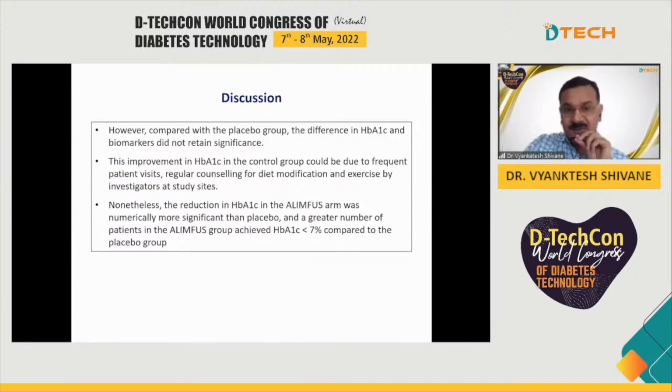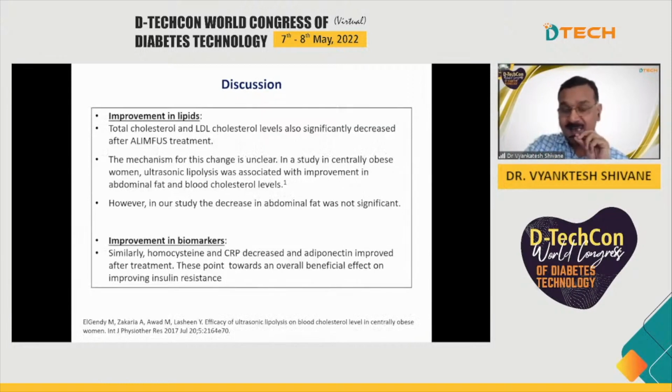Compared to placebo, the difference was not significant. However, even in the placebo group, the HbA1c was reduced. This was because of multiple visits to the site and proper counseling by the doctors to the patients. Nonetheless, HbA1c in the ALIMFUS arm was numerically more significant compared to the placebo. A greater number of patients in the ALIMFUS group achieved HbA1c below 7%, which was desired as target.